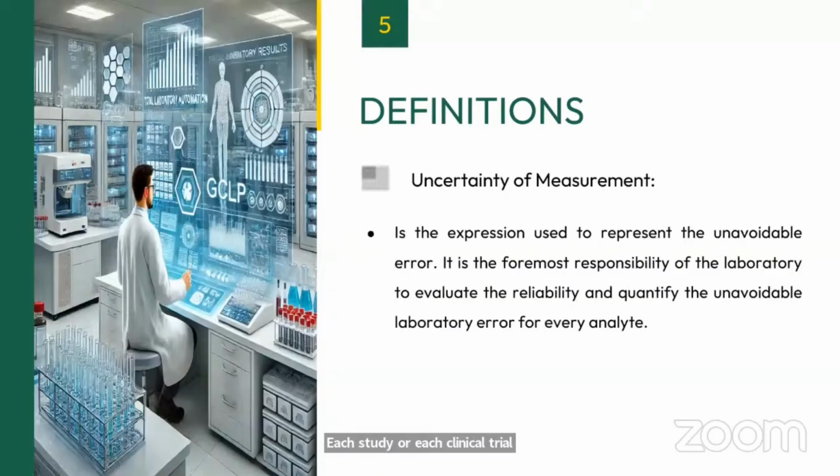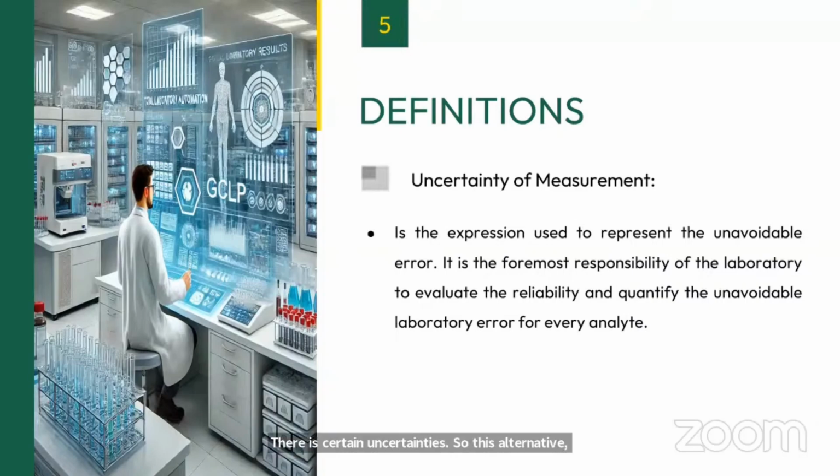Next is the uncertainty of measurement. It is the expression used to represent the unavoidable error. It is the foremost responsibility of the laboratory to evaluate the reliability and quantify the unavoidable laboratory error for every analyte. Now we have already seen it is not possible to get the exact same result if you keep on repeating the test. So there is certain variation due to unavoidable error. There are certain variations in your analytical process, so there is certain uncertainty.